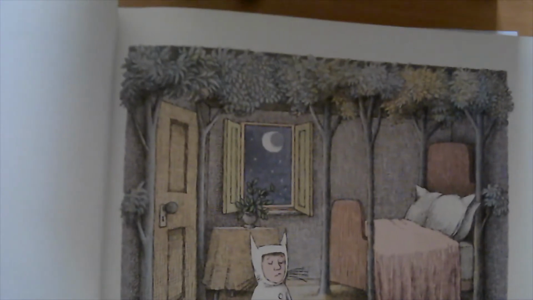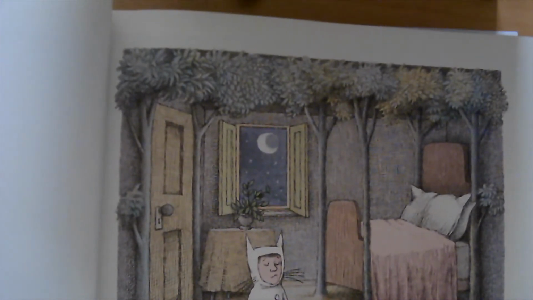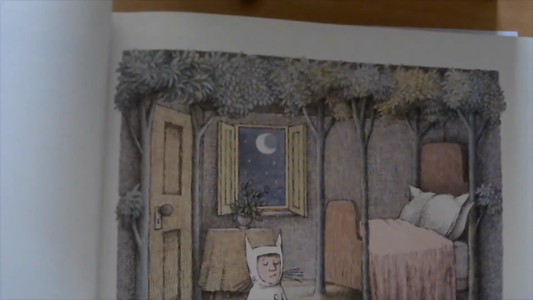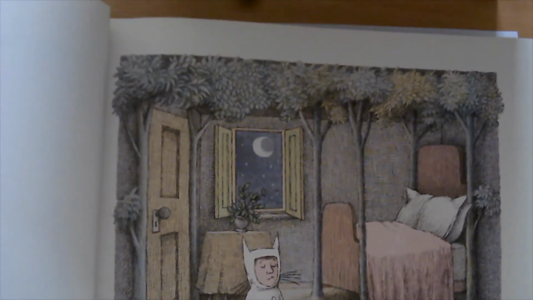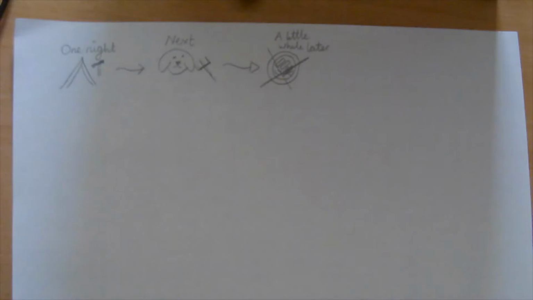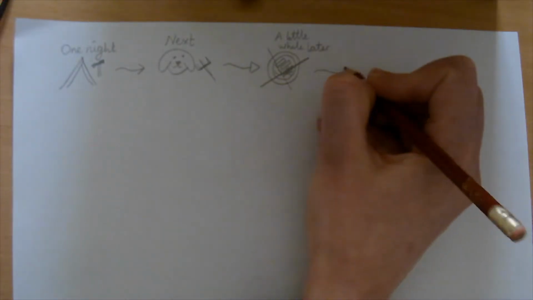Then we can have a look at the next picture. What is happening here? There are trees growing in his bedroom, so that's what we can draw next. So you can draw this on your story map as well.